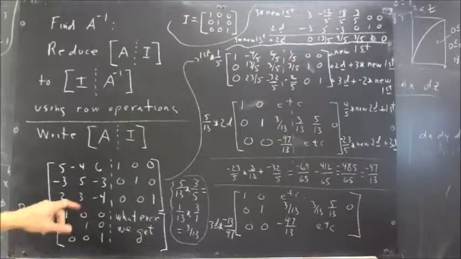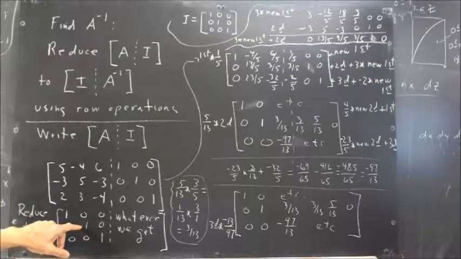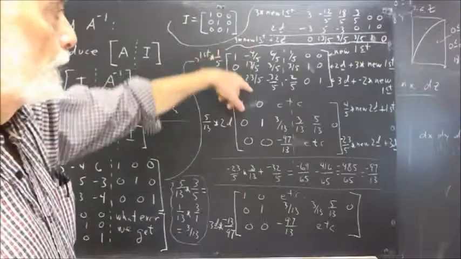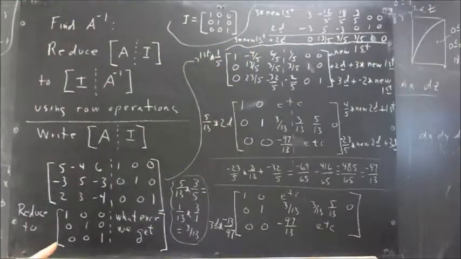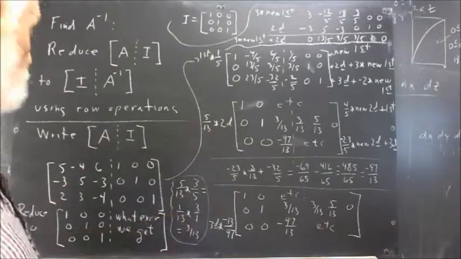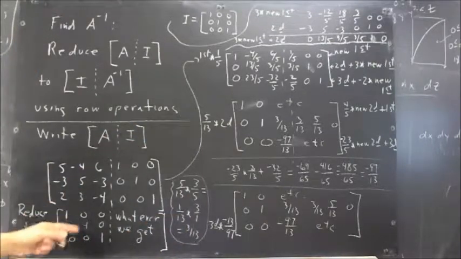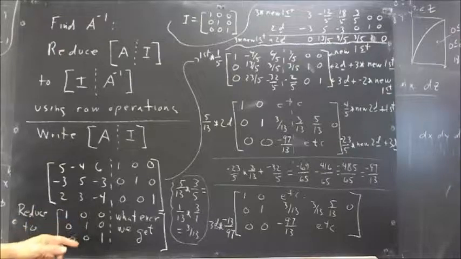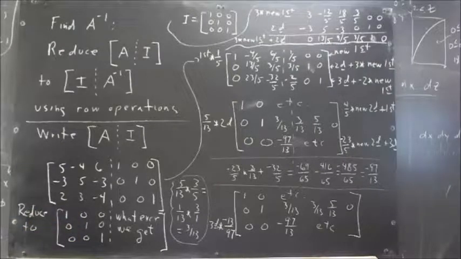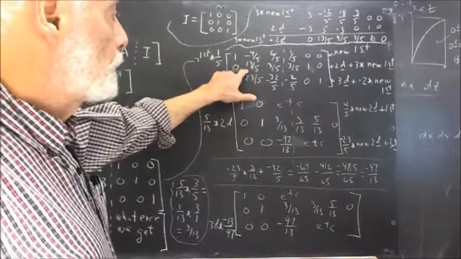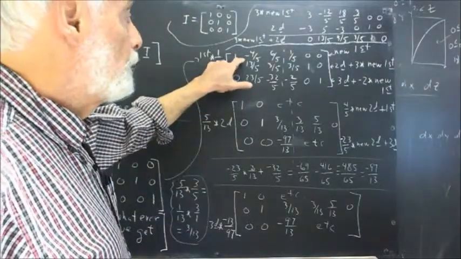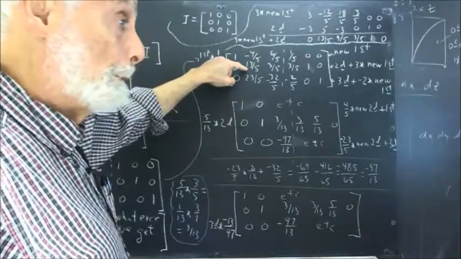Second column needs to have a 0 here, a 0 here, and a 1 here. It has none of those. What's the easiest thing to do? You should pause and think. What's the easiest thing to do to get one of these numbers? Either a 0 here, a 1 here, or a 0 here. Now you should have paused and thought this through. The obvious thing is you multiply by 5/13, which will make this 1.